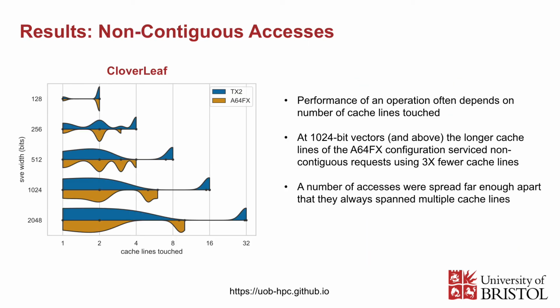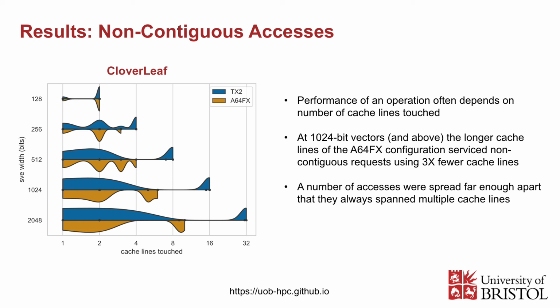Finally, this graph shows how the two cache configurations handled non-contiguous memory accesses. For each SVE vector length on the y-axis, a distribution of the number of lines touched is shown. A thicker bar means that a larger portion of all non-contiguous accesses needed that many cache lines to be serviced. This is important because the performance of non-contiguous memory operations, that is, scatters and gathers, often depends on the number of cache lines touched.